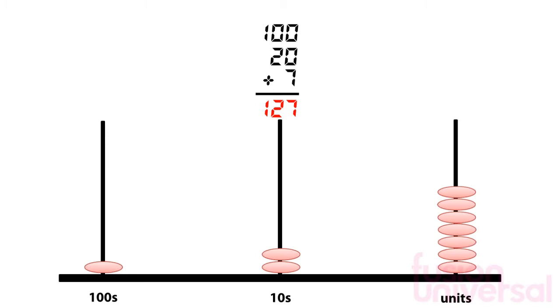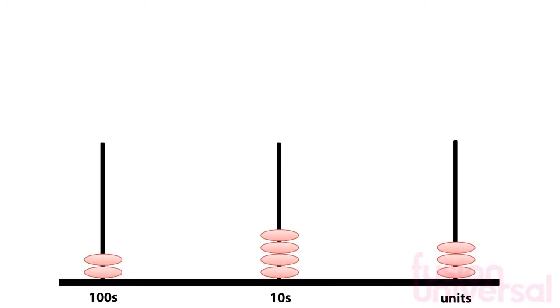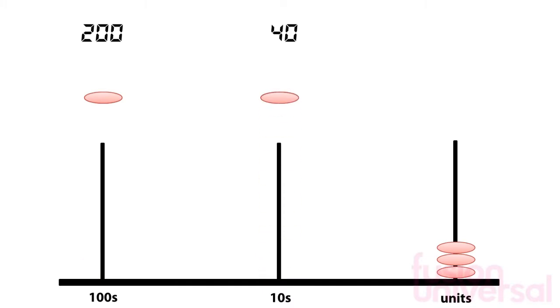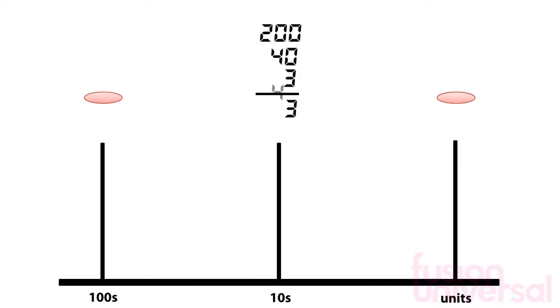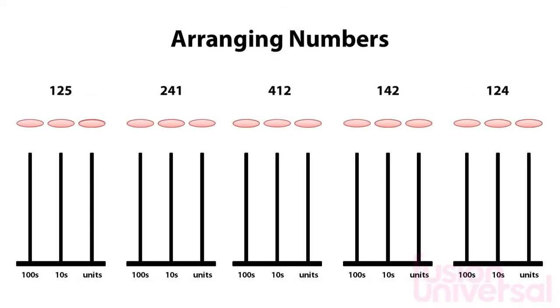This can work in reverse in the following way. In the hundreds column, there are two beads, four on the tens column, and three on the units. 200 plus 40 plus 3 makes 243. We can use the abacus to put numbers in order from smallest to biggest.